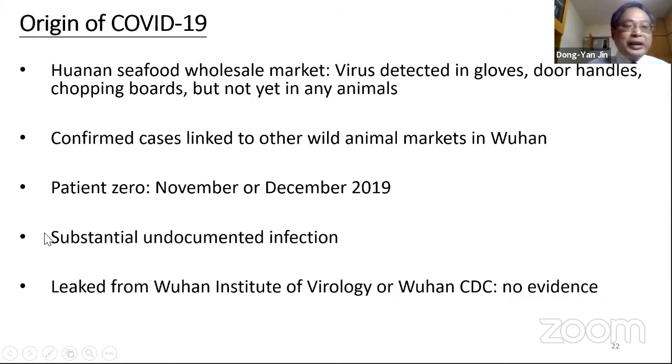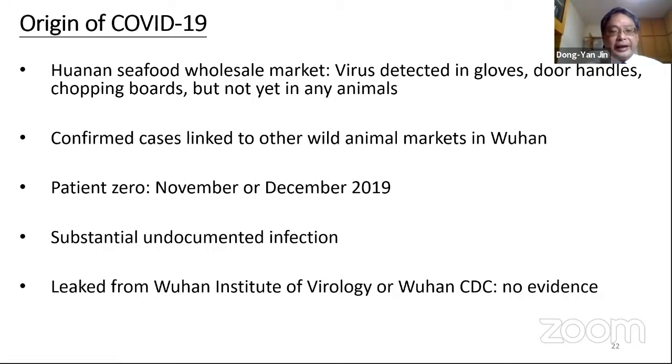So whether patient zero is initially found in November or December 2019, there is no clear-cut evidence. There is no concrete evidence indicating one direction or the other. However, there is quite strong evidence in support of substantial undocumented infection in Wuhan and elsewhere. Also in Wuhan, they might not want to recognize that, but it is the same everywhere, that substantial undocumented infection does occur.